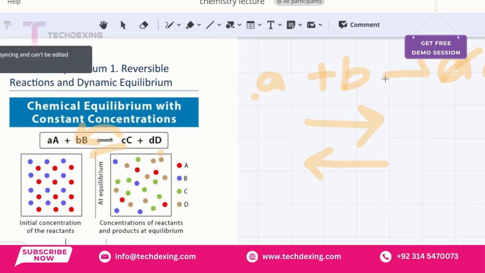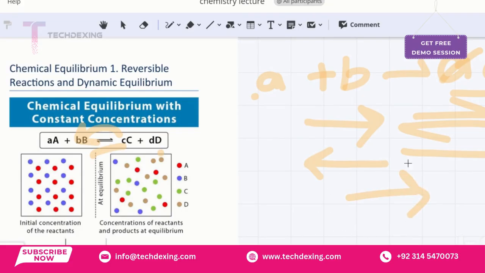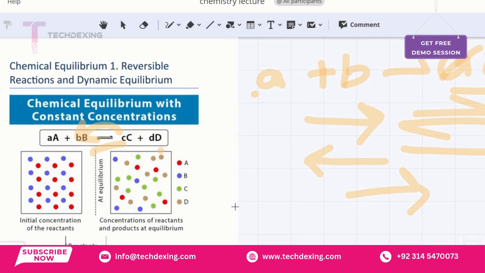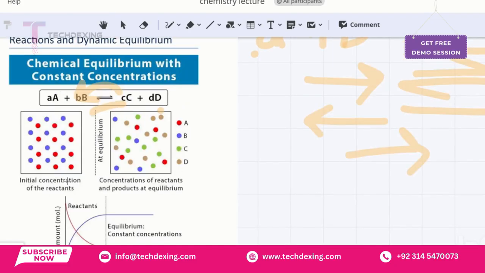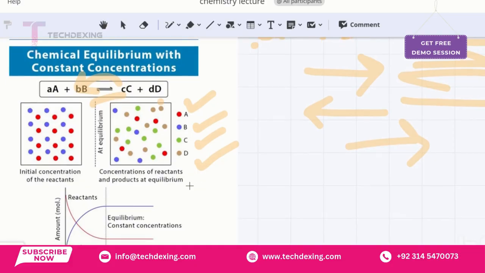Alright. Whenever they both are occurring the same way, the representation is an arrow like this. The forward reaction is also occurring with the backward reaction, not only one. An irreversible reaction is one which we can't reverse. Here the initial concentration of the reactants is converted into the concentration of products, A, B, C, D, all converting in the same way, at a constant speed.